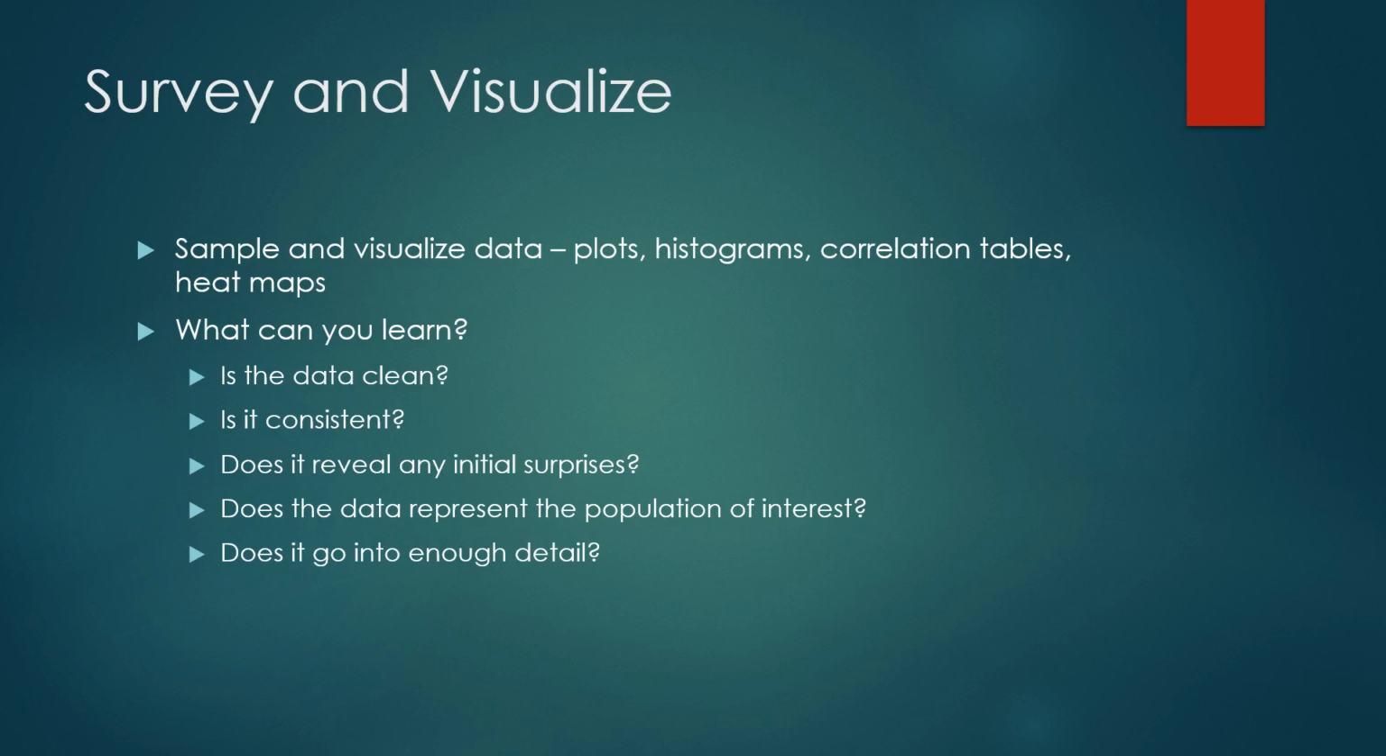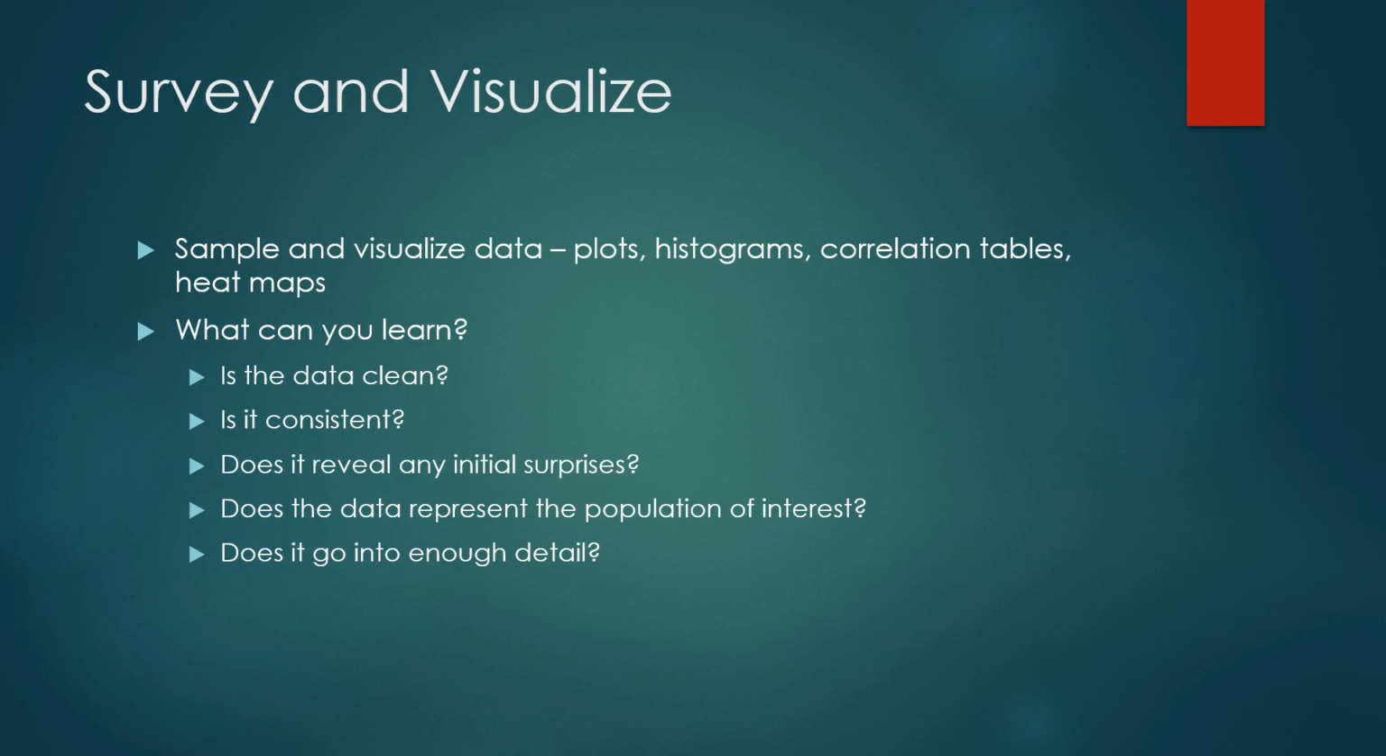Lastly, we're going to do a little bit of survey, and I might call this sampling and visualization. So we'll do things like we did in the data mining class. We can do plots and histograms, correlation tables, heat maps. Again, all really trying to get to the point of what is in this data set, what is it telling us? Is it clean? Is it consistent? Does it reveal any initial surprises?